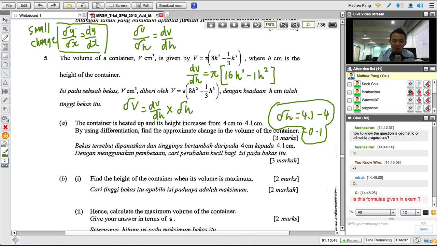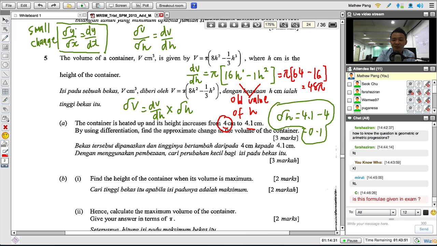I cannot substitute this into here to get change of v because I do not know what h is. So here I want you to remember something very important: all the h here, we substitute the old value of h. h is changed from 4 to 4.1, so the old value is 4. So I substitute 4 into this case. It equals pi times 16 times 4, which is 64, minus 4 squared, which is 16. Using the calculator, 64 minus 16 is 48 pi.